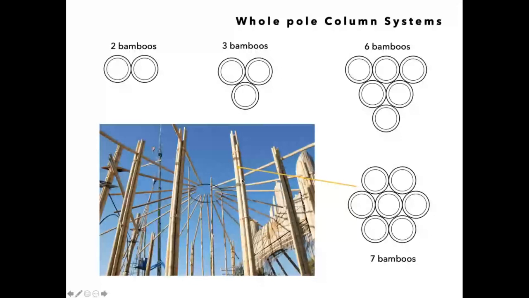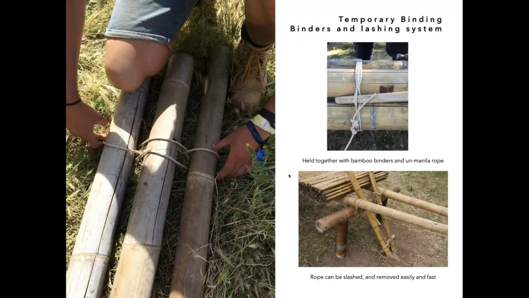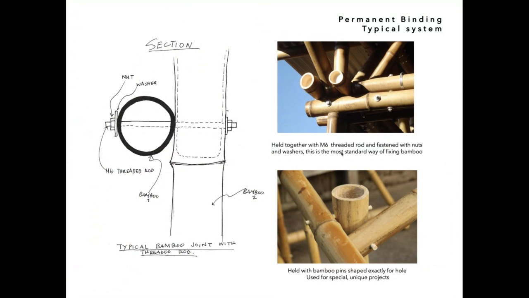So there are different formations of columns. It's just about what you are designing, what it is going to be for, and how much bamboo you have accessible. Then you can tie them together temporarily with rope, or you can have a permanent connection. The most common connection is with threaded rod and nuts and washers. I drew this section because I couldn't find one. Basically, you get your drill, a very long drill, and you drill through the two or three bamboos, and then you attach it on either side. You have to really tighten it, but it holds amazingly well.